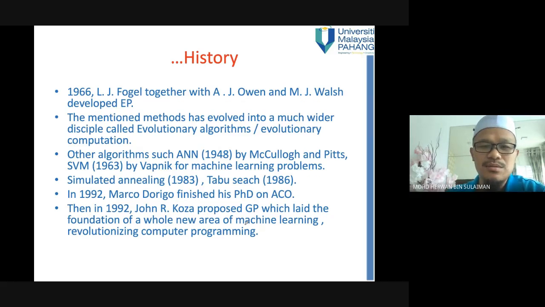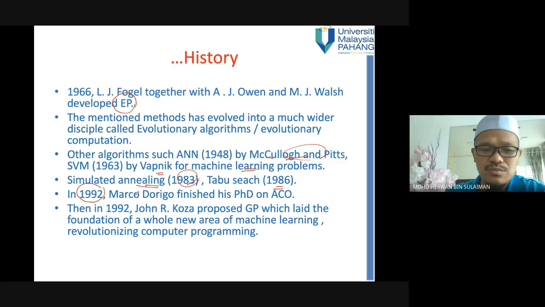And then Fogel, Owens and Walsh developed evolutionary programming. This is another evolutionary algorithm. It's quite similar, basically an extension of GA. Okay, the mentioned methods have evolved into a much wider discipline called evolutionary algorithms or evolutionary computation. And then ANN, McCulloch-Pitts, this one is the earlier one. Then in 1963, Vapnik for machine learning problems. And then they proposed simulated annealing. This is the old algorithm. 1983, Tabu Search, 1986.